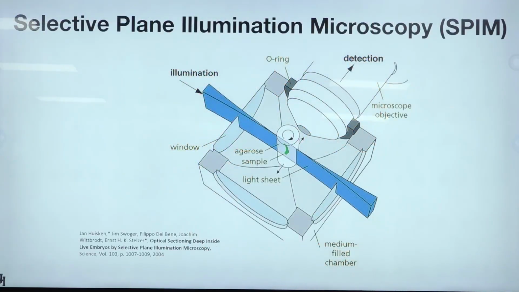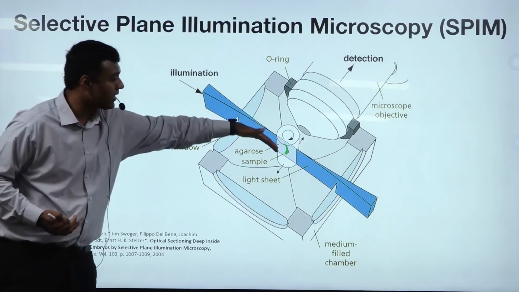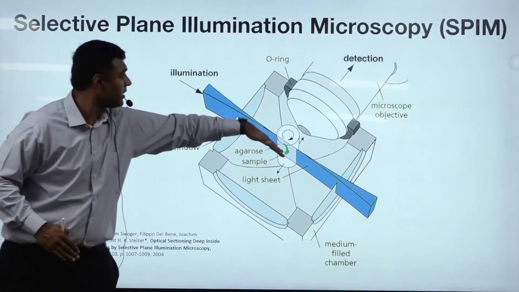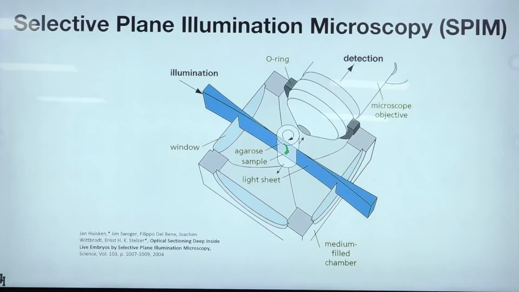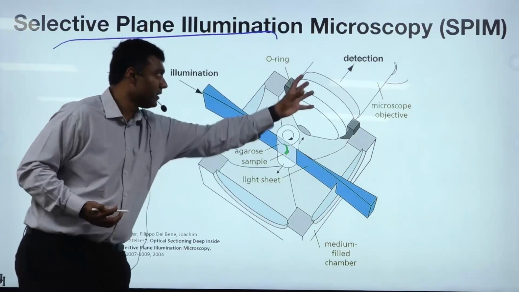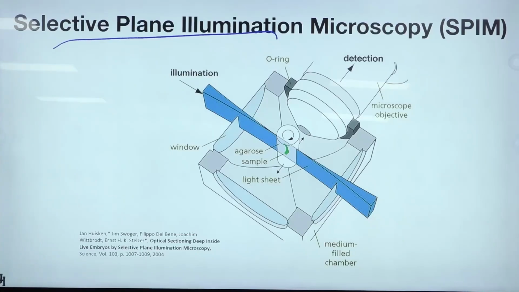A related version is, instead of the excitation being a dot, it can be a plane. It's called selective plane illumination. The illumination can be a plane from the side, and then the fluorescence detection and everything else can be from the other side, perpendicular. So you excite one plane with a sheet of light, and then measure from the perpendicular direction or some other direction. That gives you good imaging data as well.